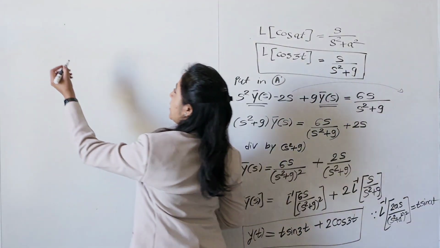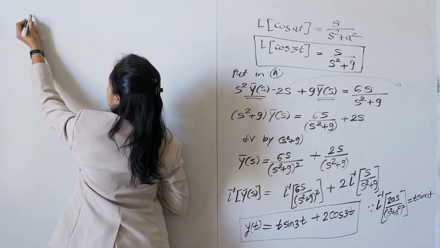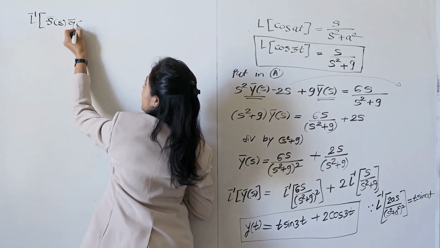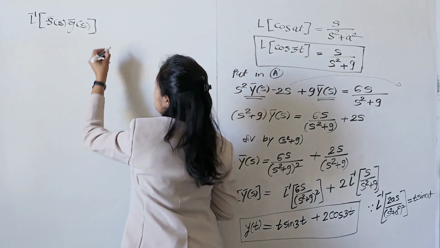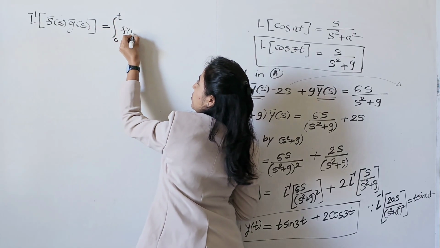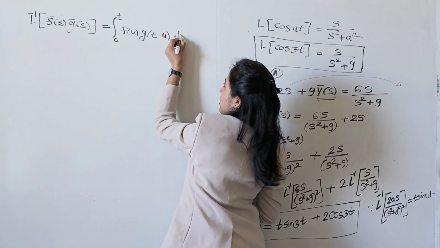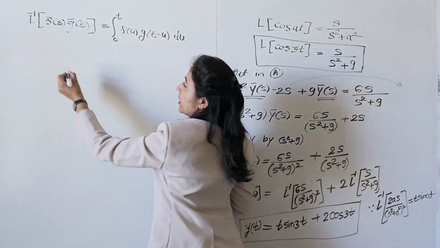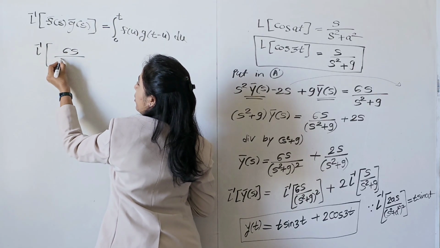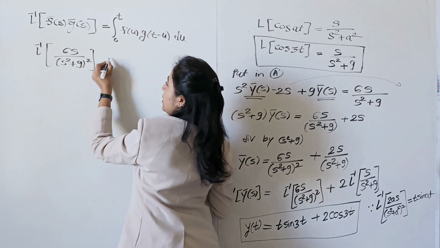So what is the convolution theorem? If there is a Laplace inverse of f bar of s into g bar of s, it equals the integral from 0 to t of f of u into g of t minus u du. So here our given question is to find the Laplace inverse of 6s upon (s square plus 9) whole square. So you have to write this term in the form of a product.